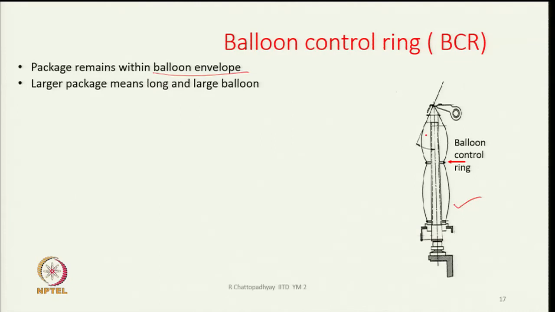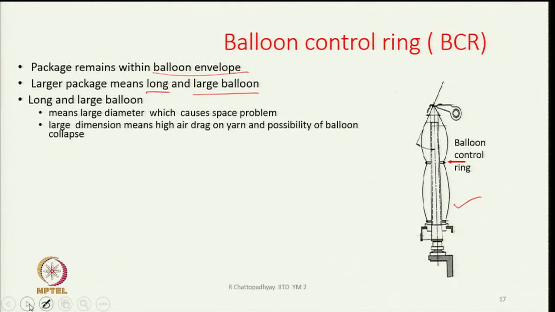If we want to make a larger package, we need a long and large balloon. So if we want to increase the package size in order to increase the content of yarn in a package, then we have to go for larger and larger balloons. Now the point is, if we generate long and large balloons, it means very large diameter balloons, which will cause a space problem. That means between spindles we will need more space, and therefore the number of spindles that we will be able to accommodate in a given length of machine will be less if the balloon size becomes too large, because we have to make sure the two neighboring balloons do not collide under any circumstances.